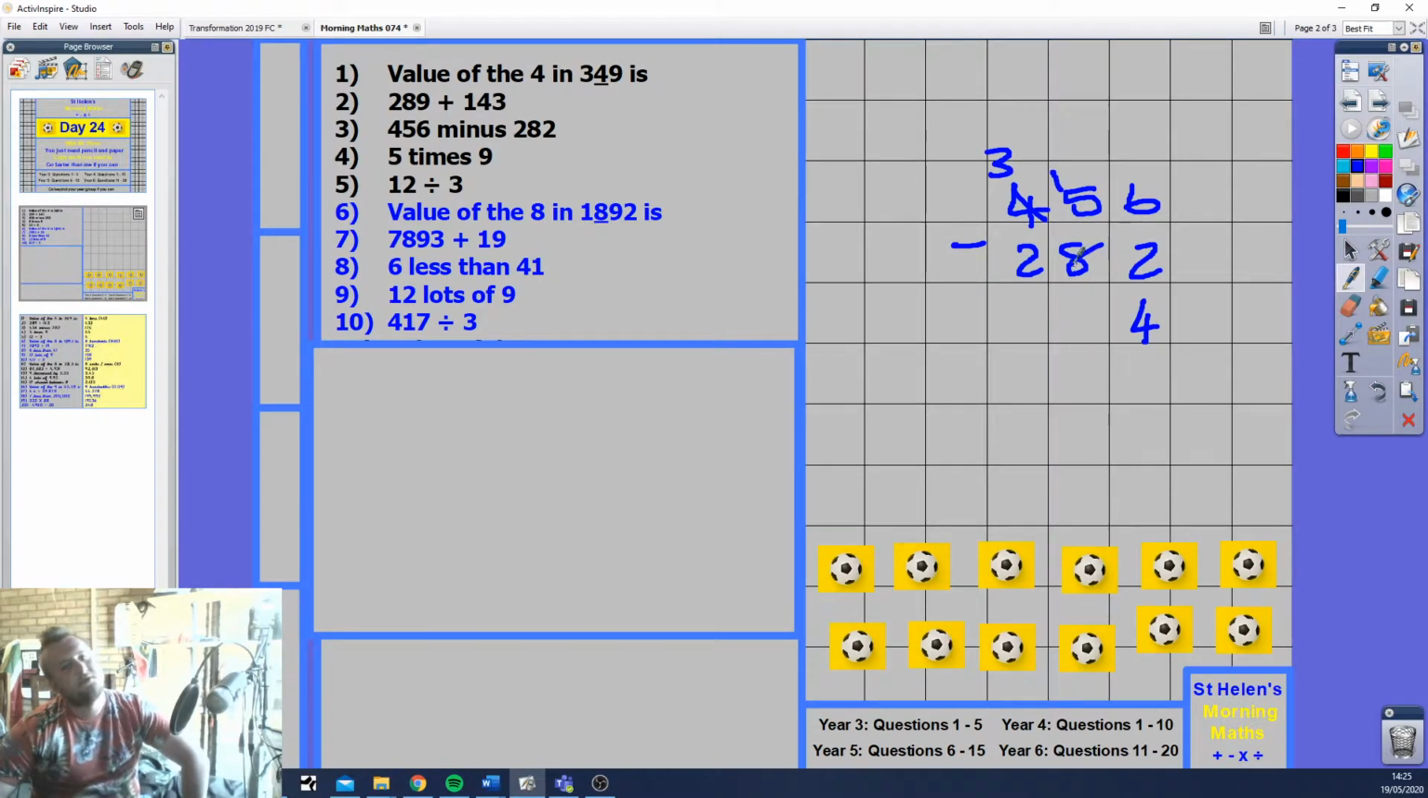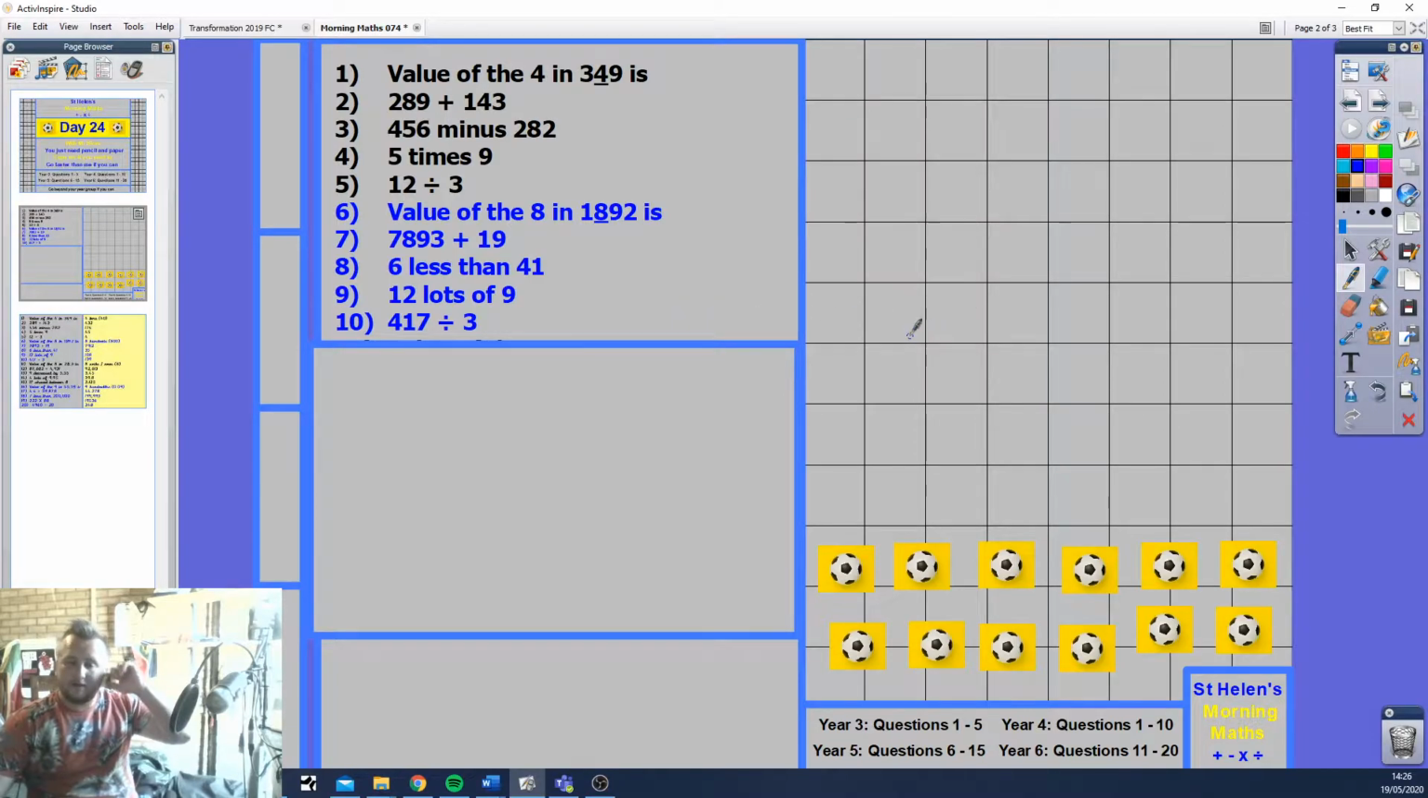So that now becomes 15. So 15, now you can take away 8. Let's take away 8 from 15. 14, 13, 12, 11, 10, 9, 8. So there's 7 left. So 15 minus 8 is 7. And then you've got 3 minus 2, which is 1. So you've got 174.